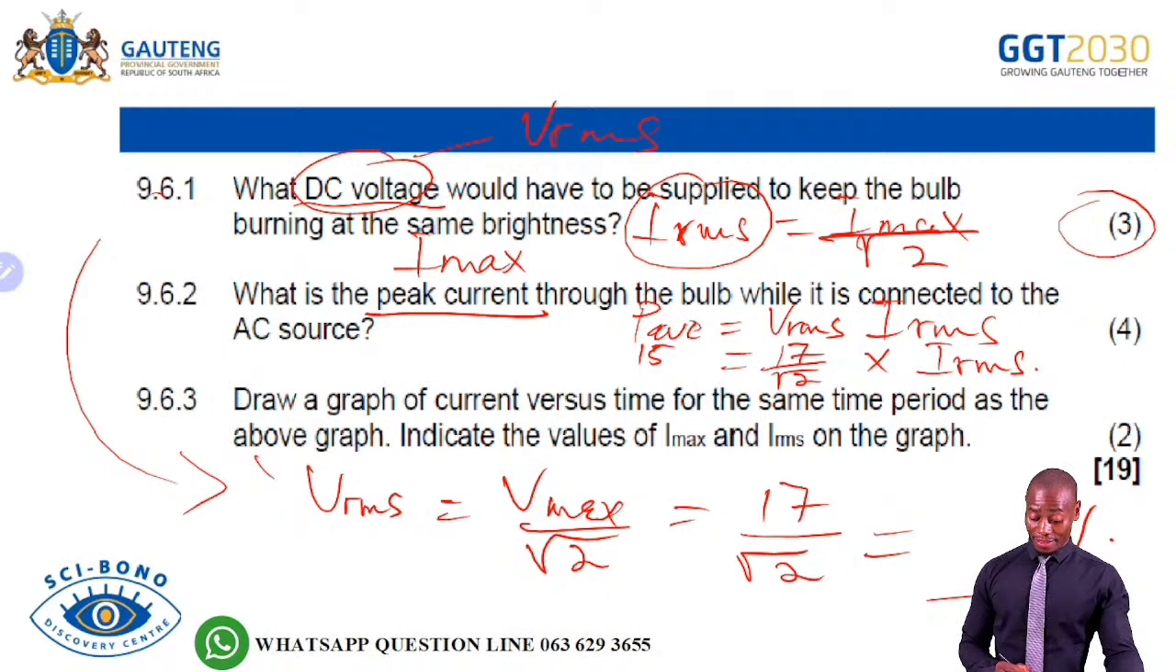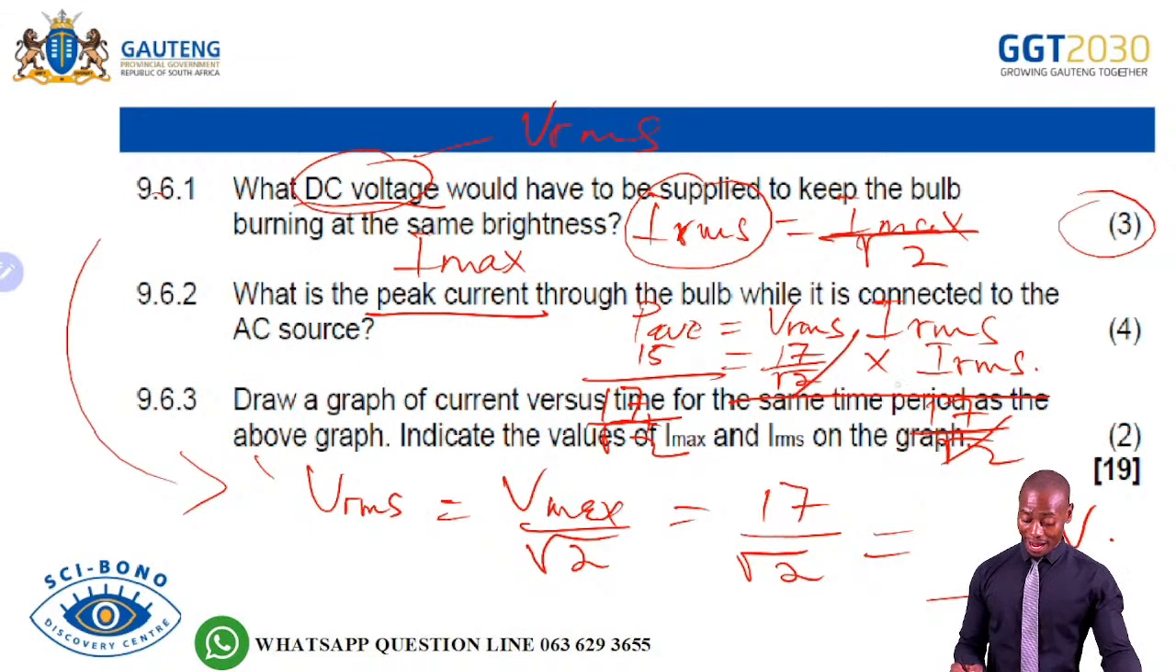IRMS, right? Then I will get my IRMS. From here, I will divide by what? I will divide by 17 over root 2. Divide by what? 17 over root 2. Okay? So that will be my IRMS. Then my IRMS is 15 over 17 divided by root 2, right?